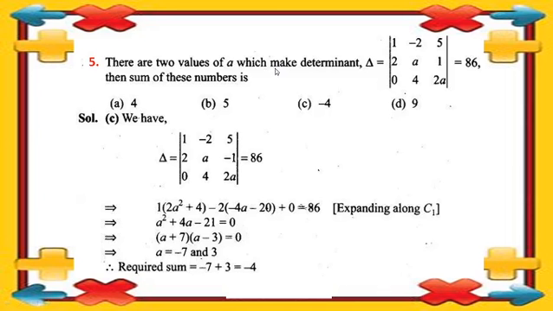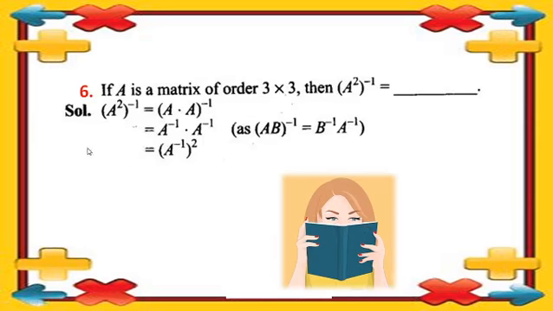Question number 5. There are two values of a which make the determinant equal to 86. We have to find the sum of those two numbers. First of all, let's expand the determinant, equate it with 86 and get the values of a. So we are getting minus 7 and 3. What is the sum of these two numbers? That is minus 4.